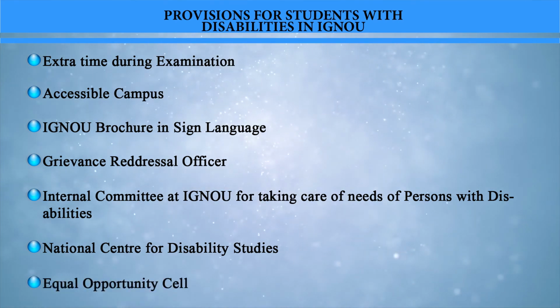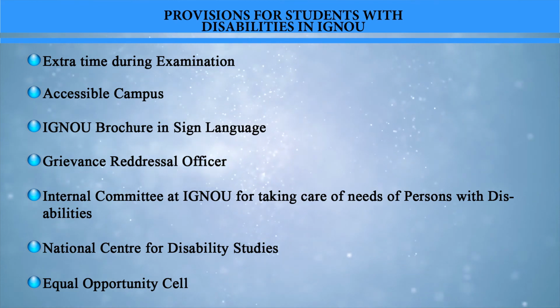And there is an Equal Opportunity Cell that was recently set up. Apart from other things, this cell provides support to students with disabilities, with different genders, different castes, ethnicity, religion, all those kinds of learners who have diverse needs. If they have any issues, they can contact the Equal Opportunity Cell. So all this is being provided in IGNOU.